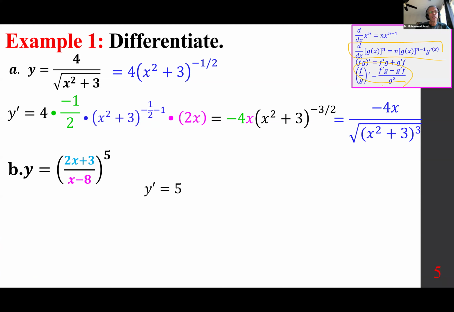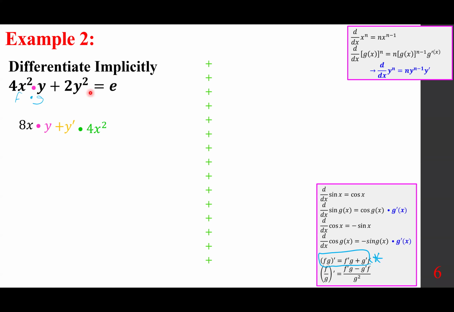F prime is 8x times g, which is y, plus g prime. Now, the derivative of y is y prime, or dy/dx, times 4x squared. Now, 2y squared is like 2 times g of x to the power of 2, or you can write n y to the power of n minus 1 y prime. That gives you 4y y prime.